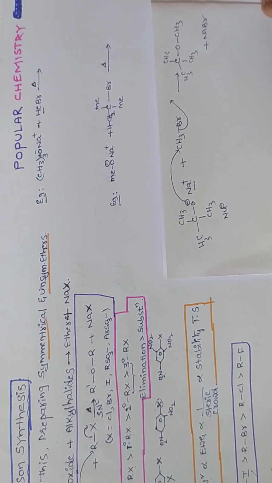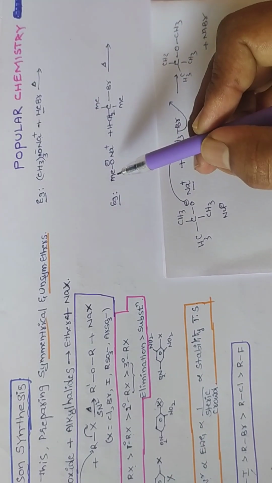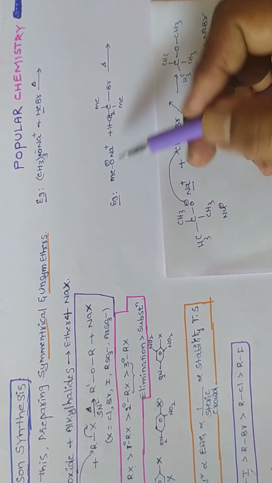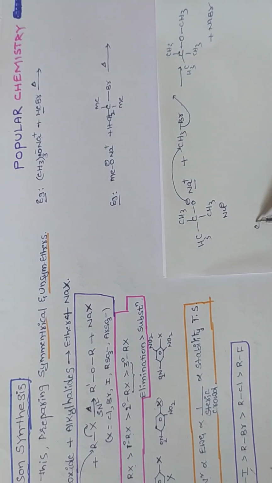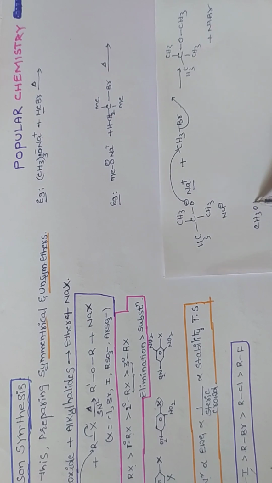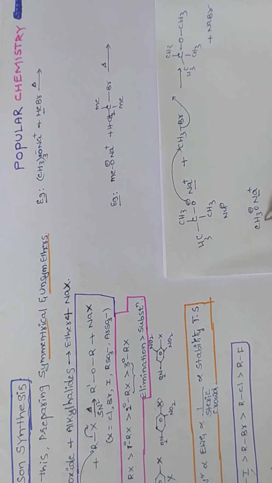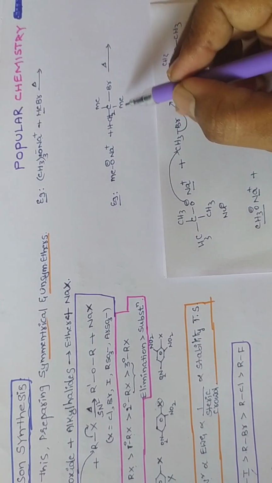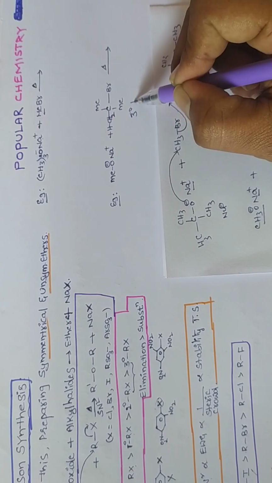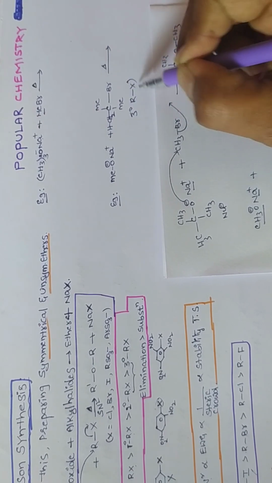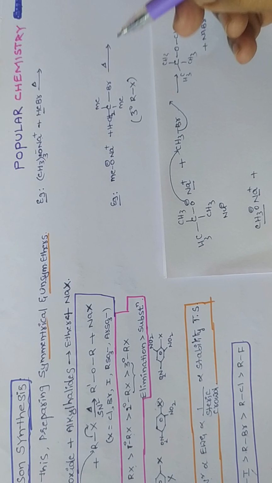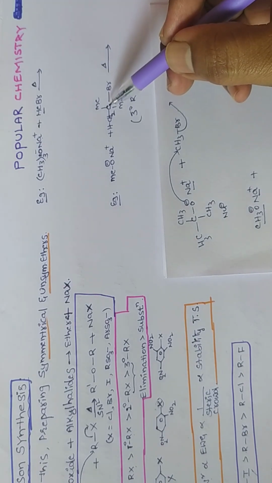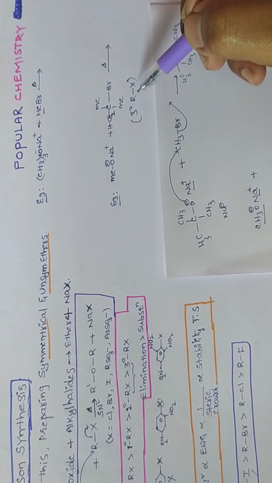Next, second question. Me means CH3, and this is CH3ONa, sodium methoxide. Now whenever it is reacting with this, see, the given alkyl halide is a 3 degree alkyl halide, because the halogen is attached to a 3 degree carbon.